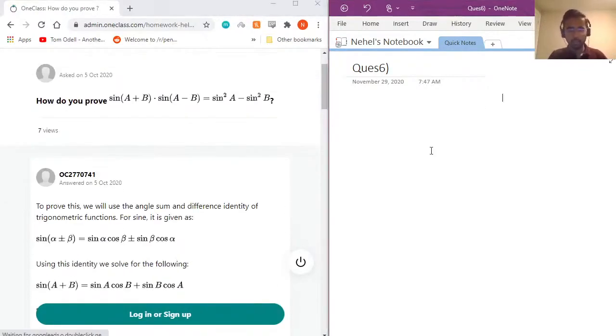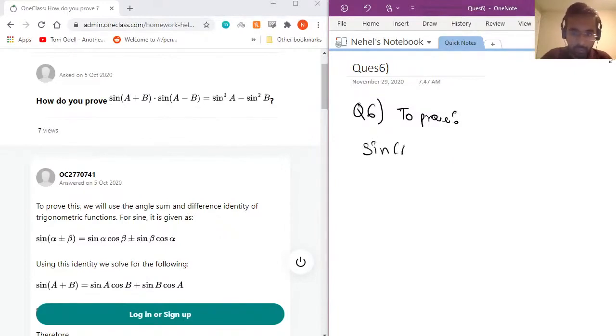Okay, so for this question we'll be proving a trigonometric equation which we are given. So we're given this equation to prove: sine of a plus b multiplied by sine of a minus b equal to sine square a minus sine square b.